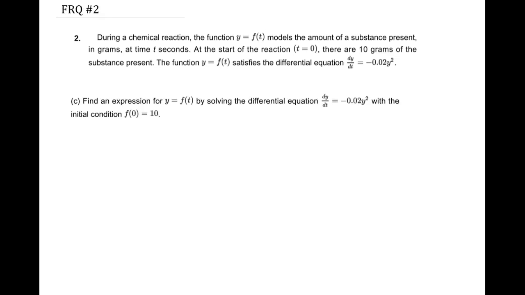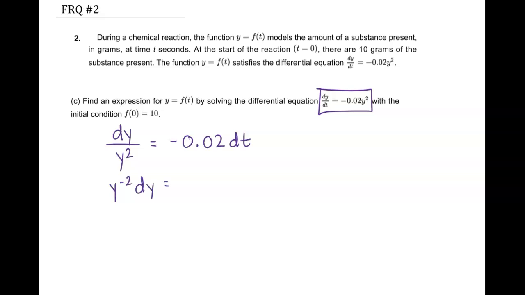Part C. Find an expression for y by solving the differential equation. So now what we'll do is split the variables. So let's make this dy over y squared. On the other side, and again, we're starting with this, we'll have negative 0.02 dt. Before I integrate, I'm going to rewrite this as y to the negative second dy. It's nicer to integrate. You can just do that in your head too, but equals negative 0.02 dt.